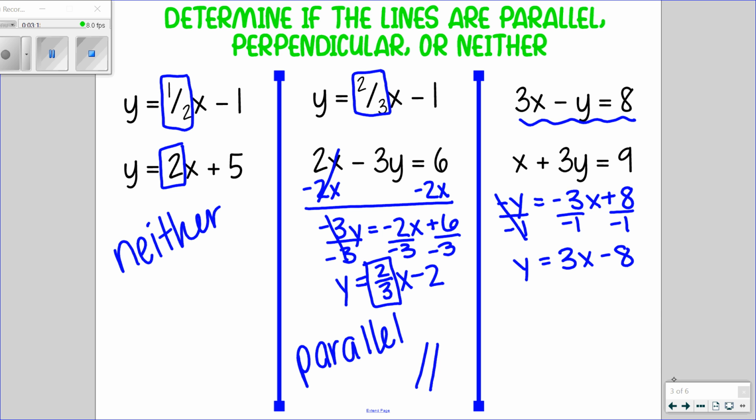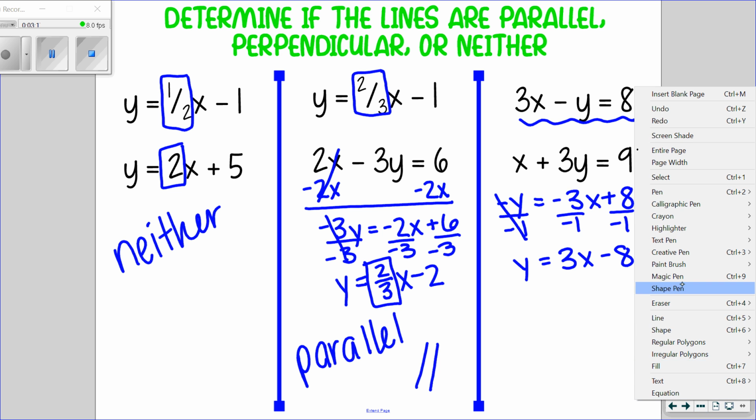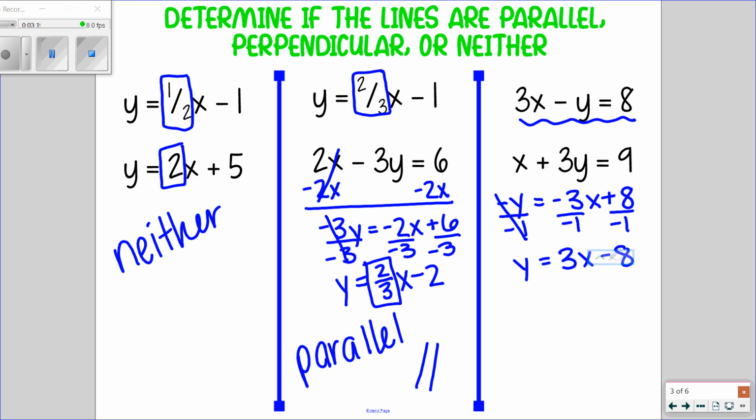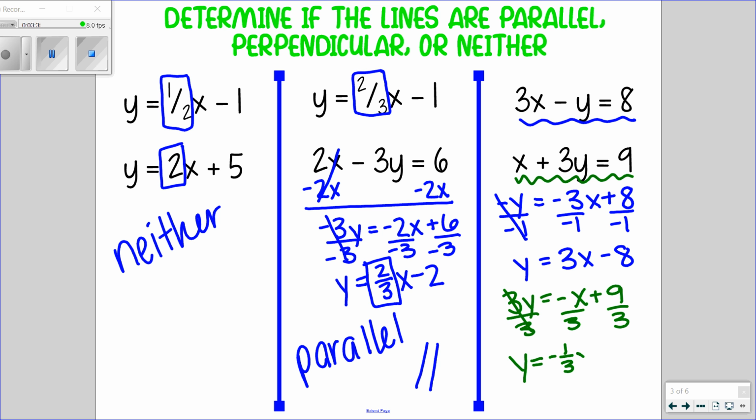So now let's try the other one. I'll go ahead and do that one in green. We need to subtract our x on both sides. So we get 3y is equal to negative x plus 9. And divide everything by 3. So we have y is equal to a negative 1/3 x plus 3.